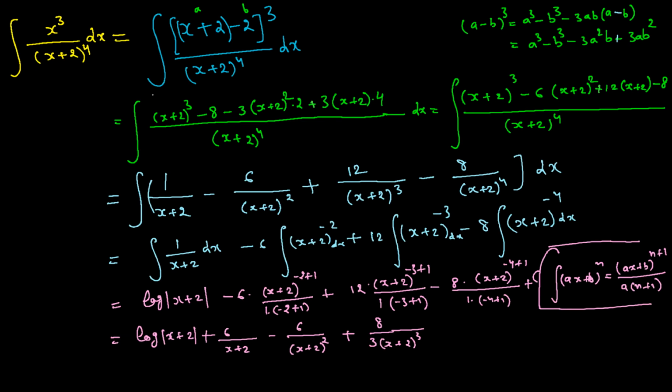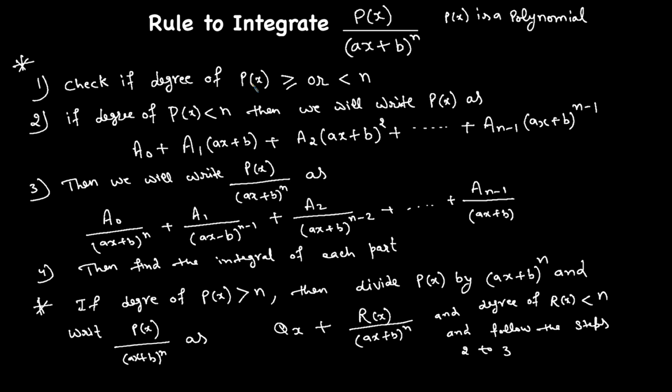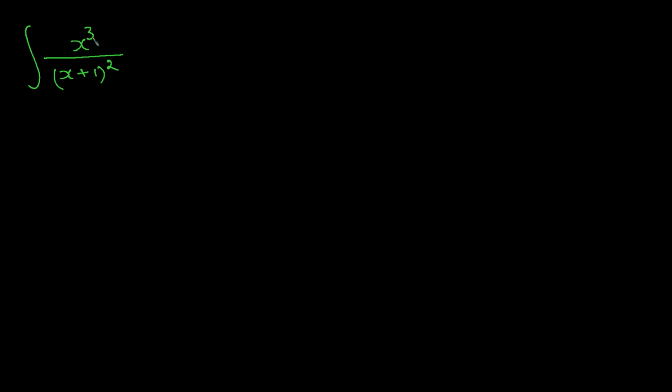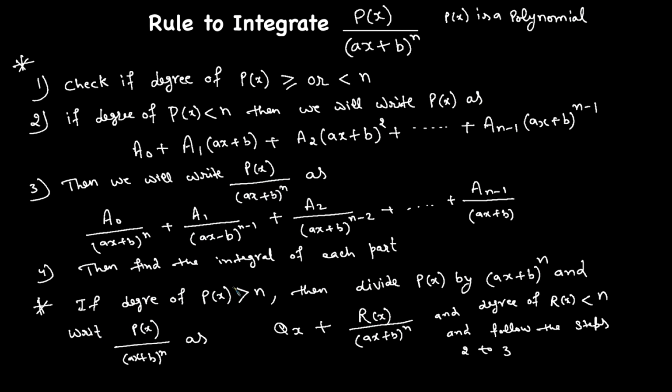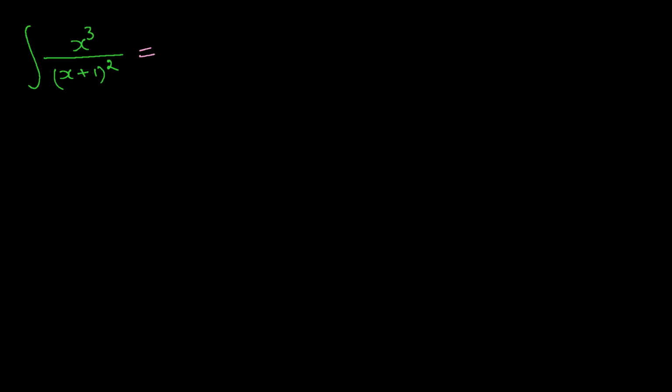And again, what was the first step? First step is to check if the degree of the polynomial is greater than or less than n. So in this case, the degree of the polynomial is greater than n. So what are we gonna do in this case? We need to divide our polynomial by x plus 1 squared. So this is the scenario over here: if the degree of the polynomial is greater than n, divide the polynomial by the denominator, and I'm gonna write it in terms of quotient, remainder, and divisor. Let's do that.